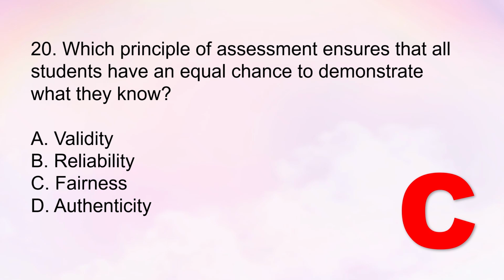Okay. For letter B, reliability, reliability focuses on consistency. Again, when you read any items or any questions that talks about consistency, this is reliability. For letter D, authenticity, this refers to real world relevance, while validity for letter A, this refers to what is being measured. Okay.